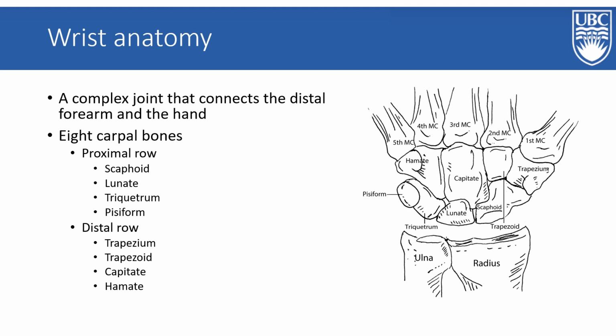The capitate is the largest carpal bone and is the keystone to the carpal arch. The hamate has a volar-oriented hook which can fracture and injure the ulnar artery.